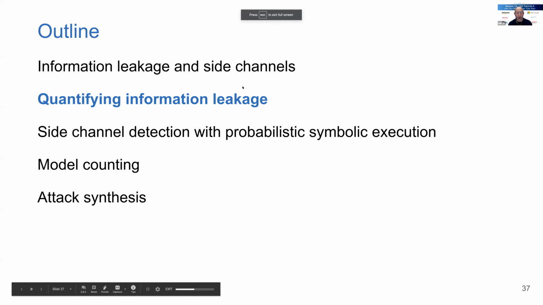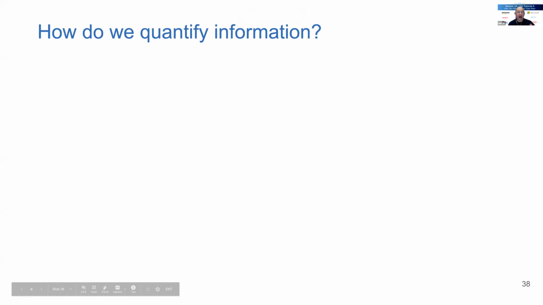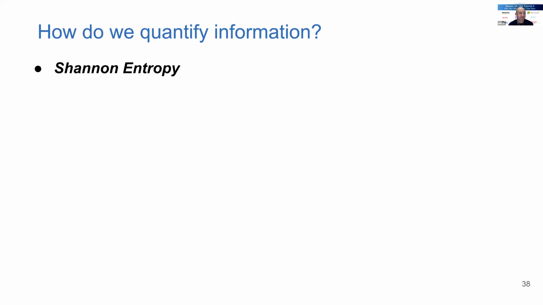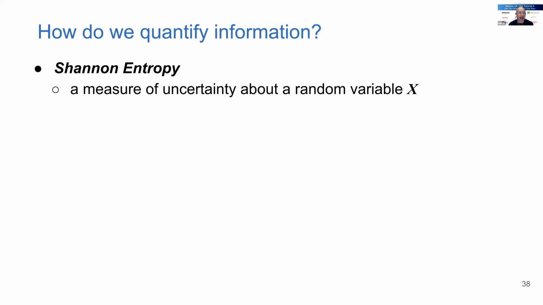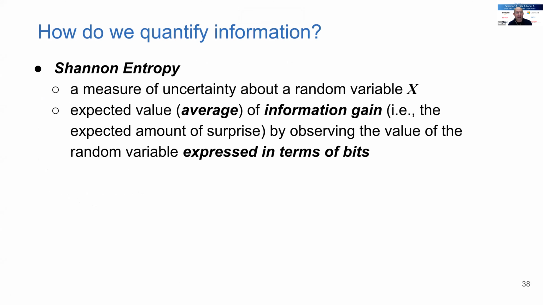So, quantifying information leakage. How do we quantify information? I'm going to focus on Shannon entropy. What is Shannon entropy? It's a measure of uncertainty about a random variable, let's say X. I'll give an example to make it more intuitive. It's the average information gain that you get by observing the value of the random variable. So it's the expected value of information gain by observing the value of the random variable. If this doesn't make sense, I'll give an example.